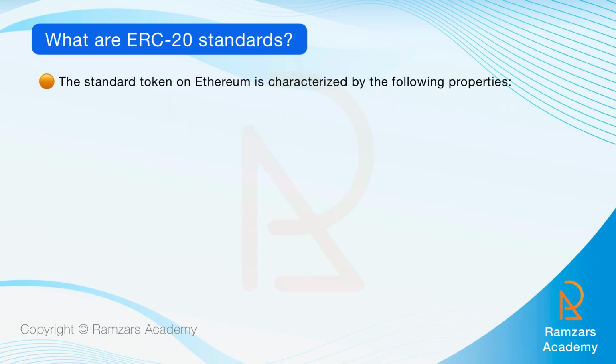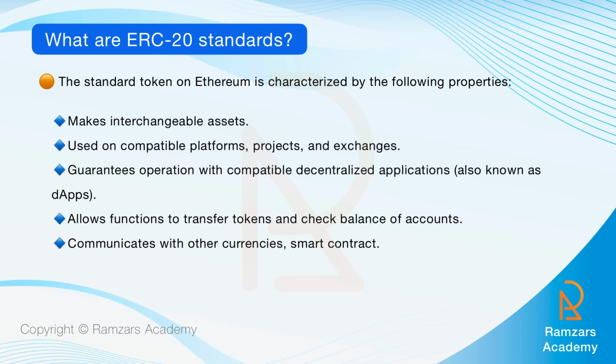The standard token on Ethereum is characterized by the following properties. Makes interchangeable assets. Used on compatible platforms, projects, and exchanges. Guarantees operation with compatible decentralized applications, also known as dApps. Allows functions to transfer tokens and check balance of accounts. Communicates with other currencies, smart contract.